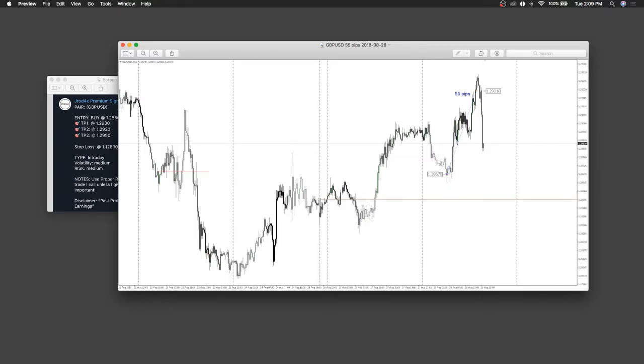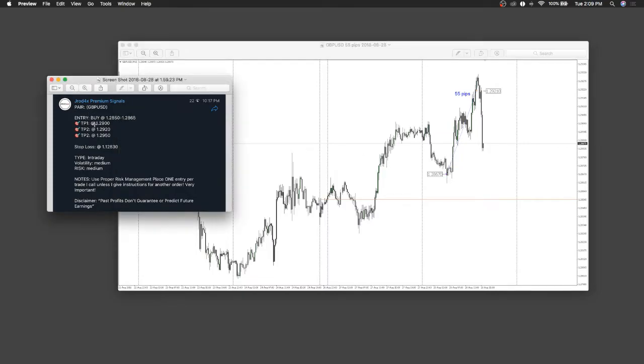Basically that was a buy entry there, and we had our take profits at 1.2900, 1.2920 and 1.2950. As you can see, we hit the target at 1.2920, which was 55 pips from where I entered, and I scaled out the majority of my position there. Once we started pushing down aggressively with this candle here, I closed the remainder of my position. Again, I scaled 90% of my position off.